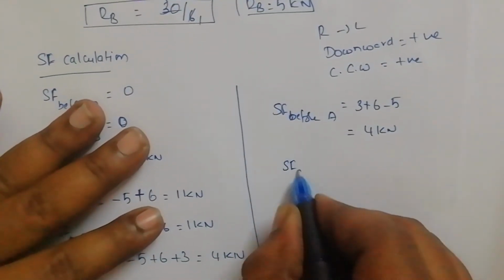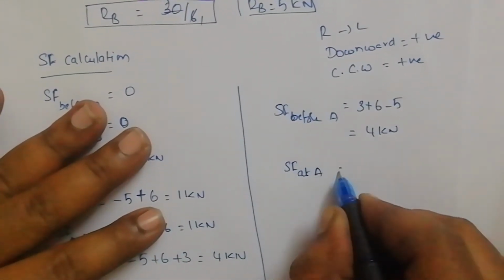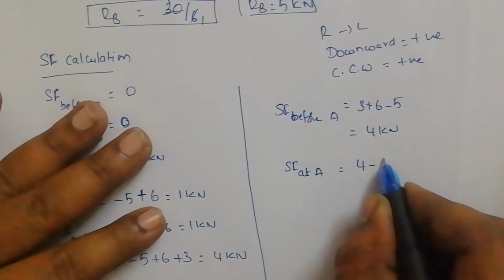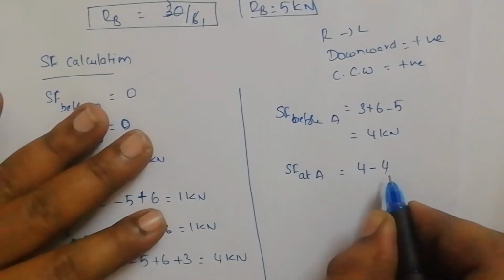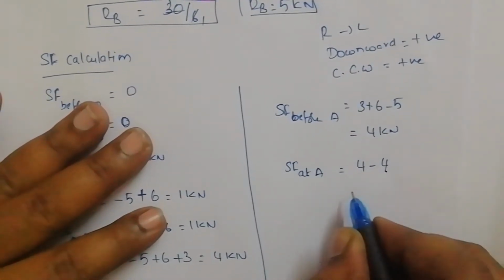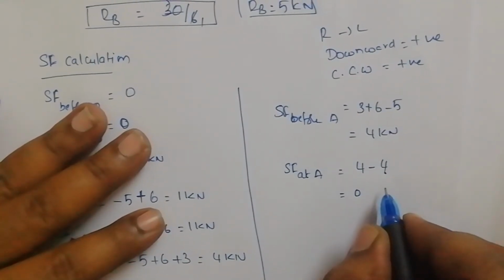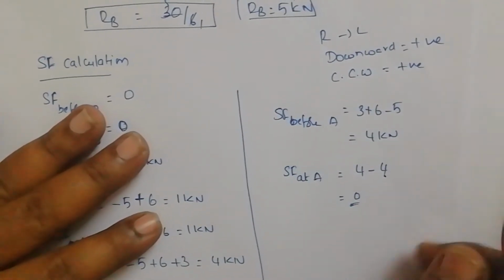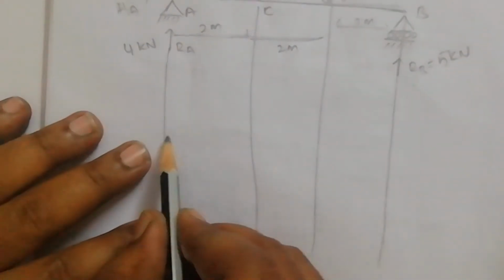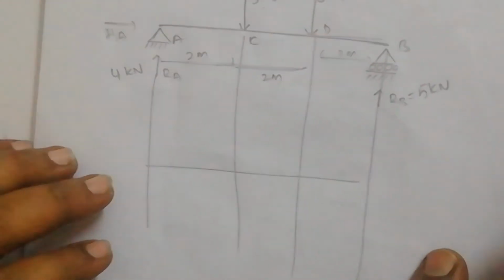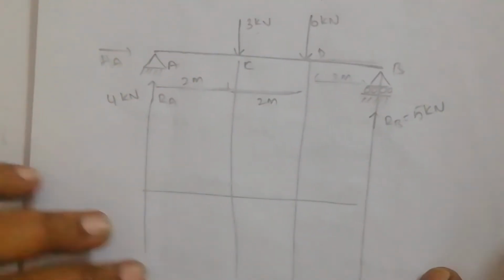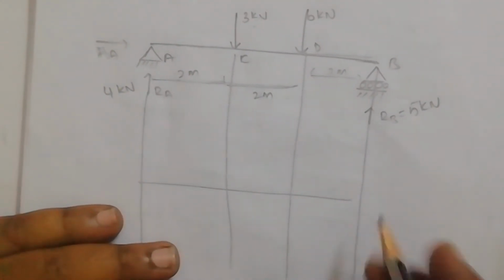Next is shear force at point A. Right side forces also we have to consider, and at point A also we have to consider: minus 4 plus 4 minus 4, which gives 0. So let us try to draw the diagram. From the diagram you can directly observe it and draw it without doing all this calculation if it is a shear force diagram itself.